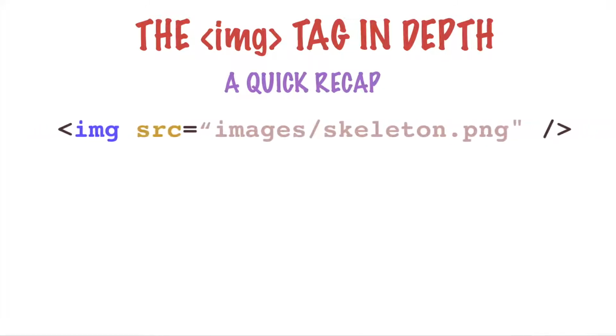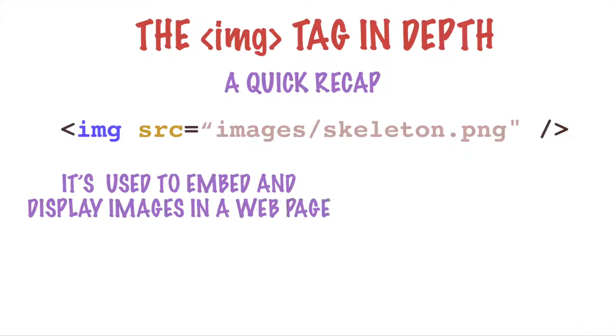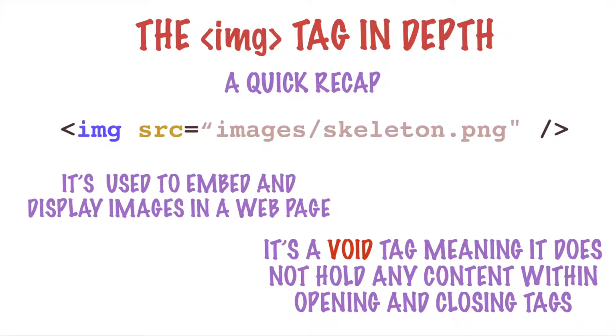In this section, we are going to talk about the image tag in some detail. The image tag is used to embed and display images in a web page. Recall that it's a void tag. Why is that? Because it does not contain anything after the opening tag and before the closing tag. For this reason, it's perfectly okay to combine the opening and the closing tags by tacking on a forward slash at the end of the tag.